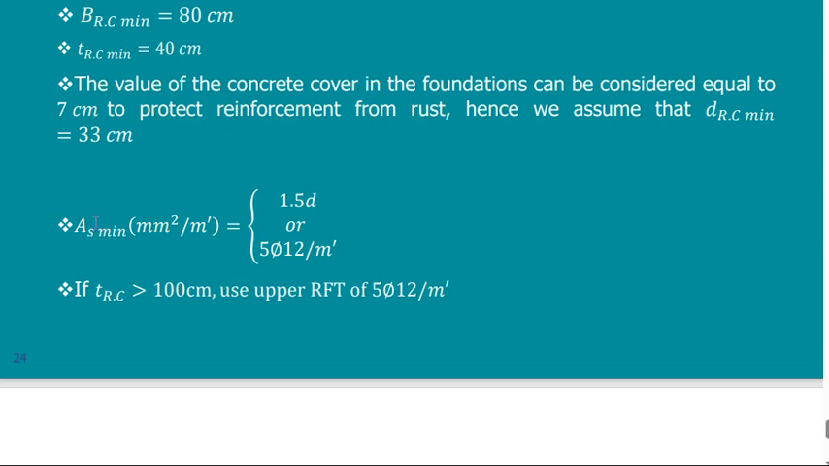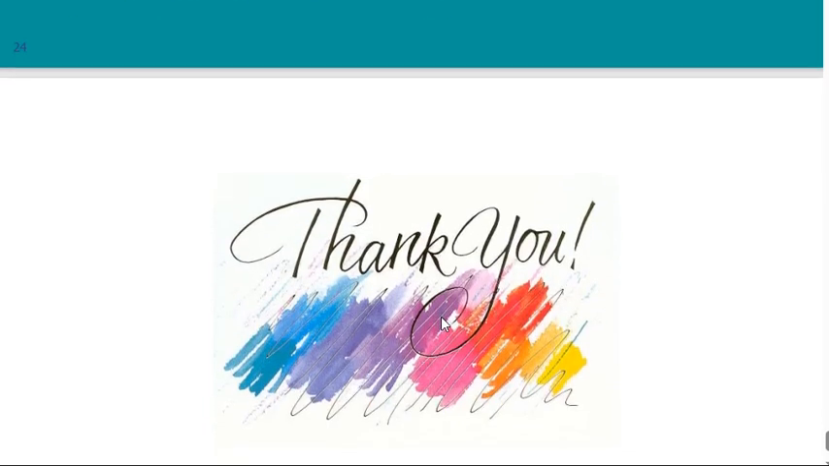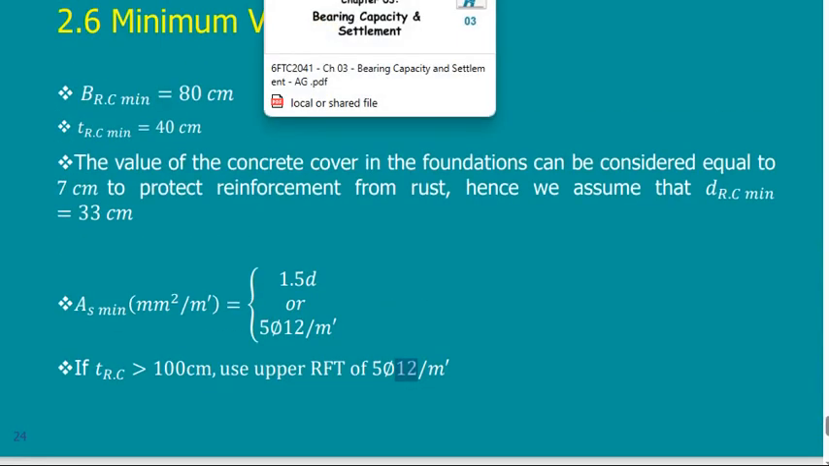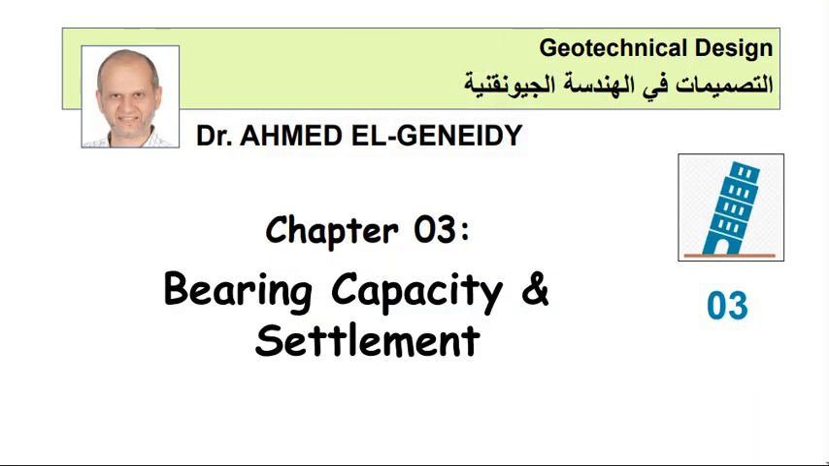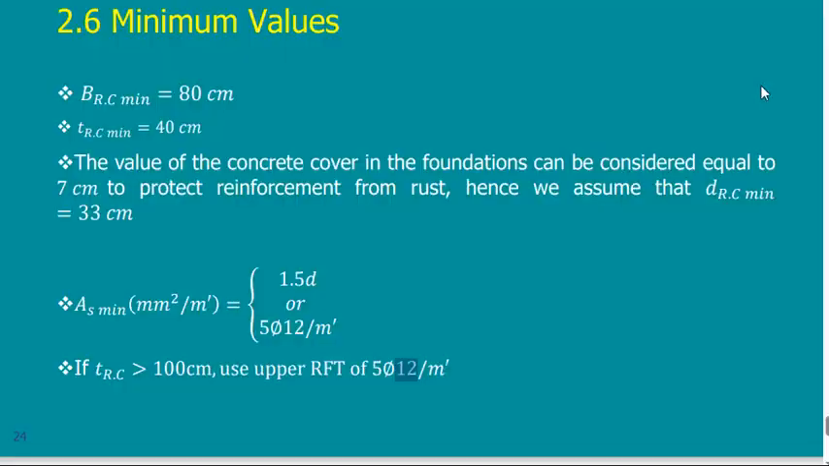The minimum area of steel is 1.5 D or 5 phi 12 per meter. So usually I use 5. By the way, phi 12 is the minimum. You cannot use phi 10 or phi 8 in footings. That's all. So this is what is in this lecture.